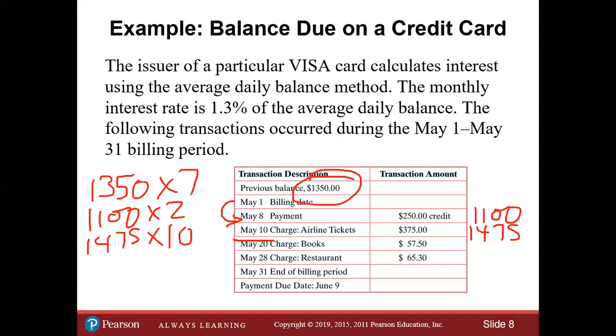Because then on the 20th, we have a new transaction, $57.50. When we add that, the new balance becomes $1,532.50. And it is at $1,532.50 from the 20th until the 28th charge. So from May 20th to the 27th is 8 days.